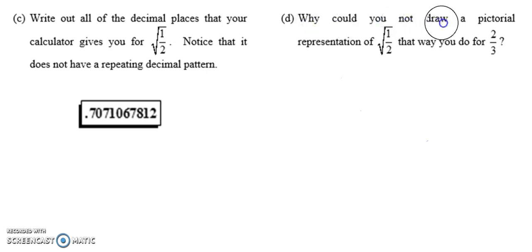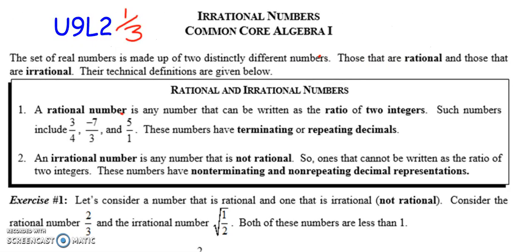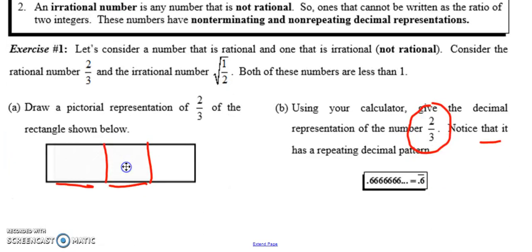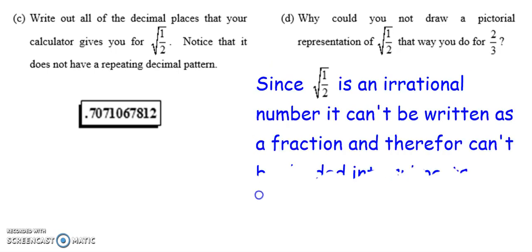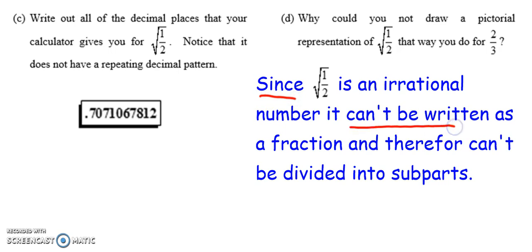Alright, so why could we not draw a pictorial representation of this? Why couldn't we draw, just like we did over here when we drew that rectangle, why would we not be able to do it for the square root of 1/2? Well, think about the definition of the square root of 1/2. Since the square root of 1/2 is an irrational number, it can't be written as a fraction. That's important. And therefore, it can't be divided into subparts. So when we say 2/3, we divided something into thirds and then took 2 of them. Well, if irrational numbers can't be fractions, it can't be broken down into little subparts.